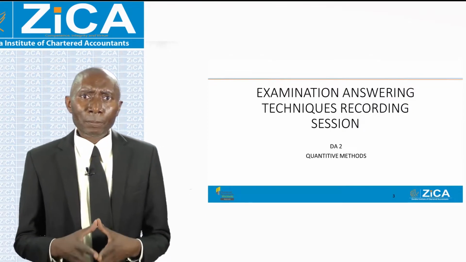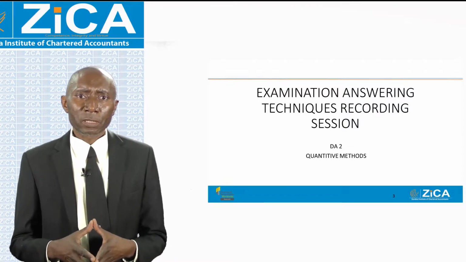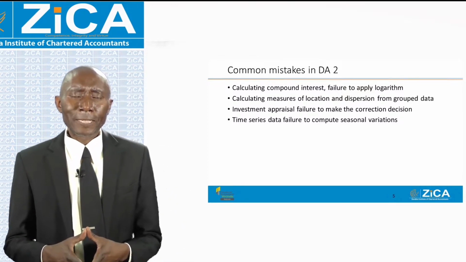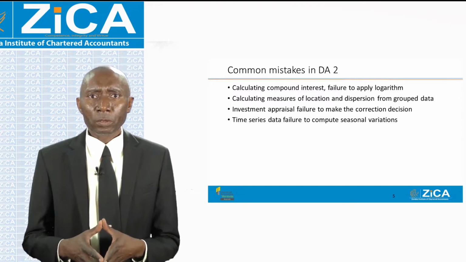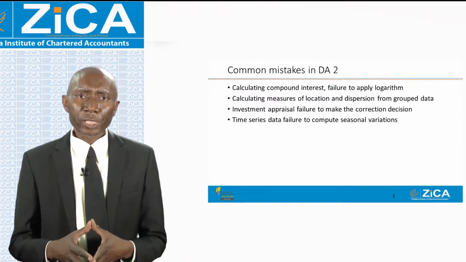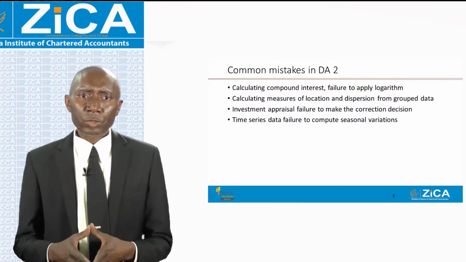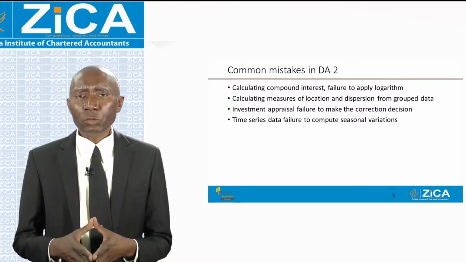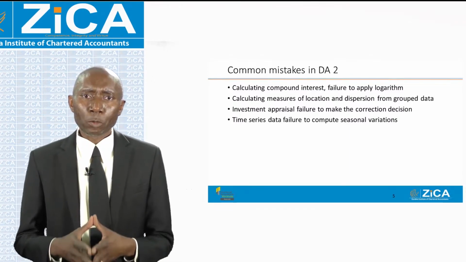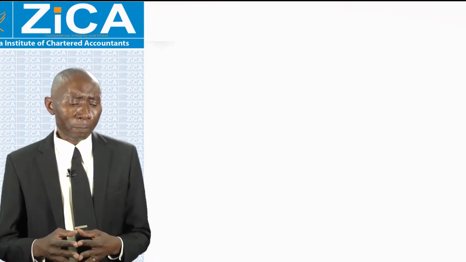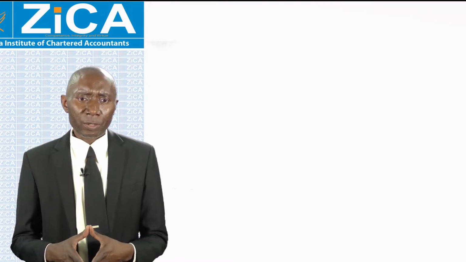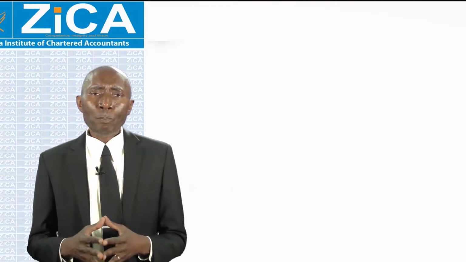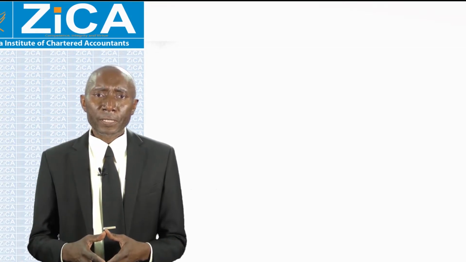Now, on my first part, the most common mistake you students make when it comes to compound interest is failure to use the logarithmic method to solve for the value of t or the interest rate r. The next part, you have a problem in terms of calculating the measures of location and dispersion from grouped data. Again, you have a problem in terms of time series when it comes to isolating the components of seasonal variations.